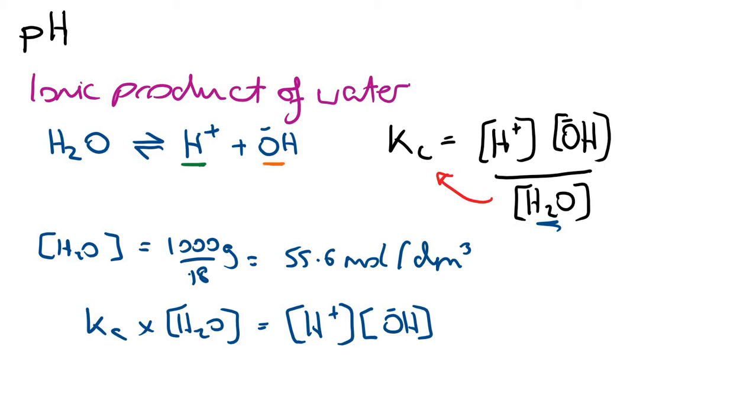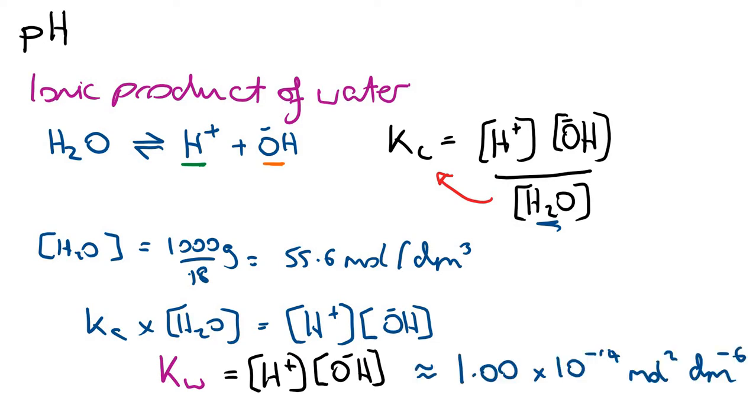But because we know that the concentration of water is pretty much a constant and Kc is a constant, we're just going to equate that to a new constant and call that constant Kw. So Kw, or the ionic product of water, is equal to the hydrogen ion concentration times the hydroxide ion concentration. This actually can be measured experimentally. At 25 degrees, it's found to be about 1 times 10 to the minus 14. So Kw is 1.00 times 10 to the power of minus 14 mol squared per dm to the power of 6 at 25 degrees.